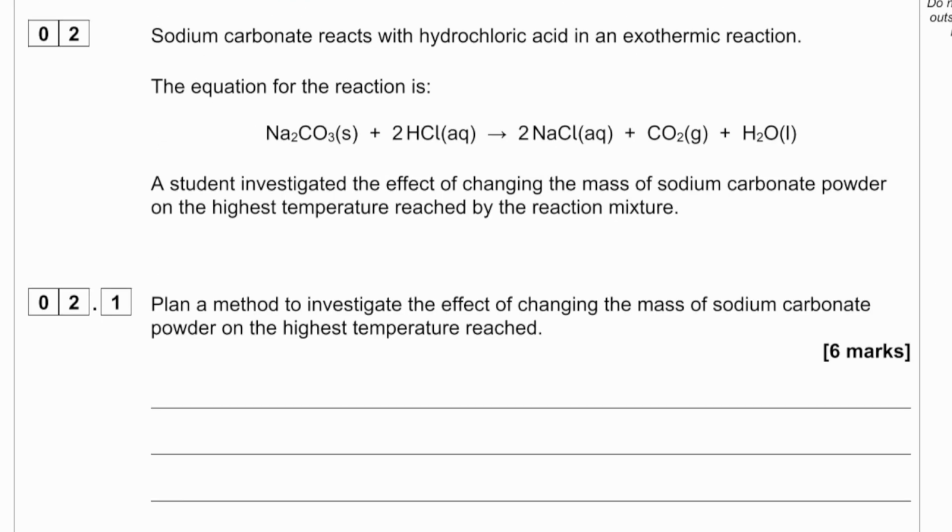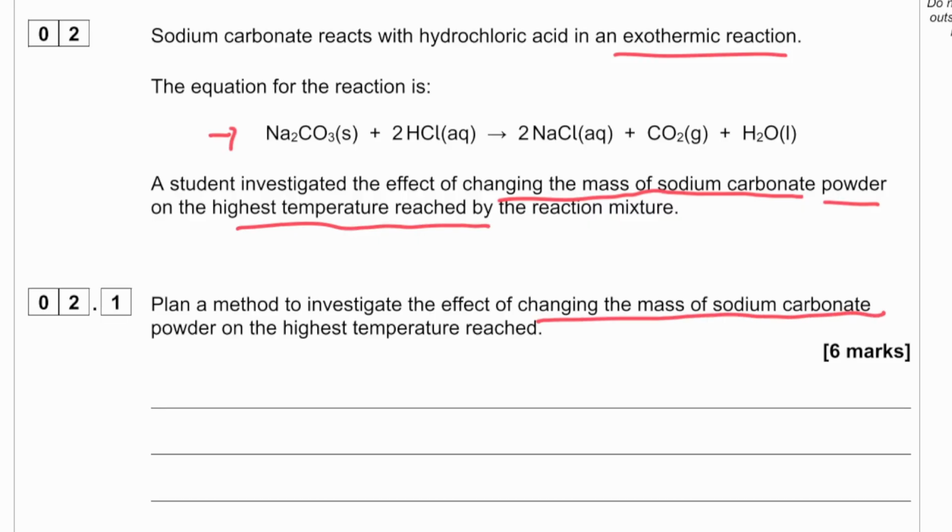And moving on to question 2 now. Sodium carbonate reacts with hydrochloric acid in an exothermic reaction. The equation for the reaction is given there. The student investigated the effect of changing the mass of sodium carbonate powder on the highest temperature reached by the reaction mixture.